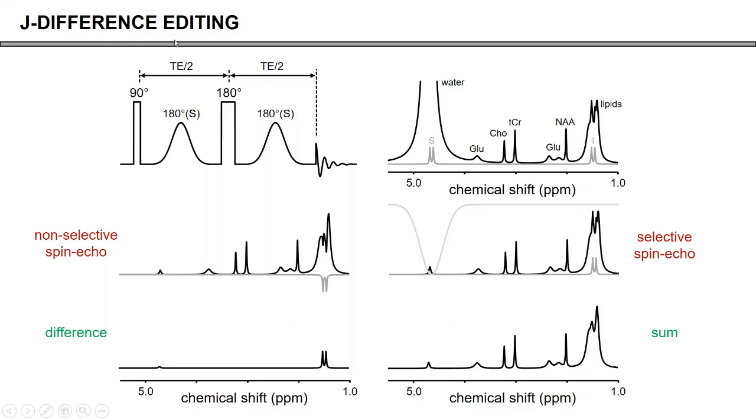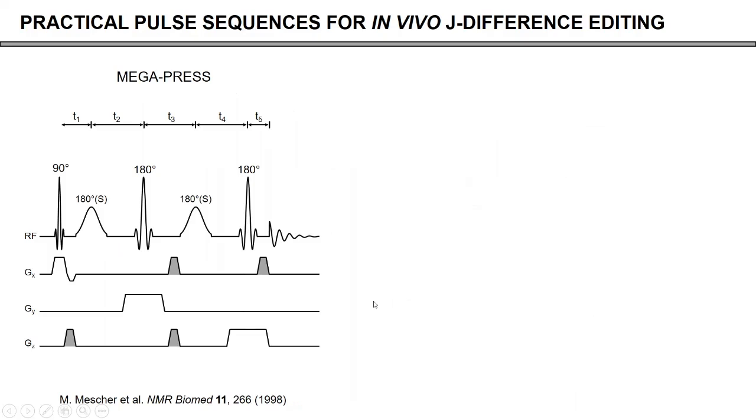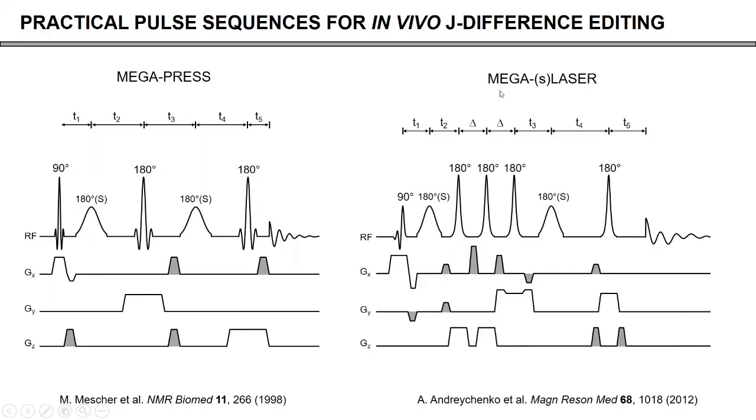Now this is a very theoretical sequence. For a more practical implementation, you need to have spatial localization and water suppression, and so MEGA-PRESS is one of the earlier very practical sequences to achieve this in vivo. You see it's the double spin echo associated with PRESS, and then there are the selective 180-degree pulses to achieve the editing. More recently, people have also started to use MEGA-sLASER. The principle is exactly the same, except the spatial localization is now based on semi-LASER.